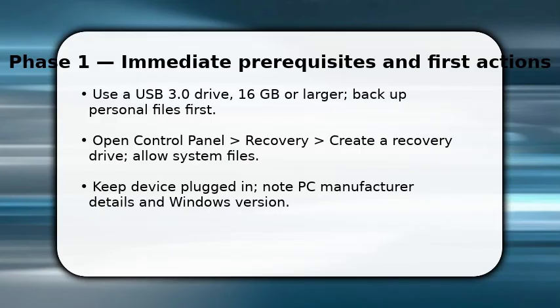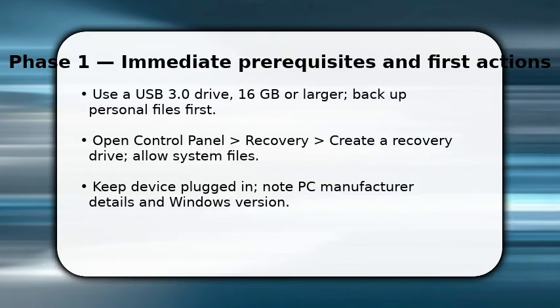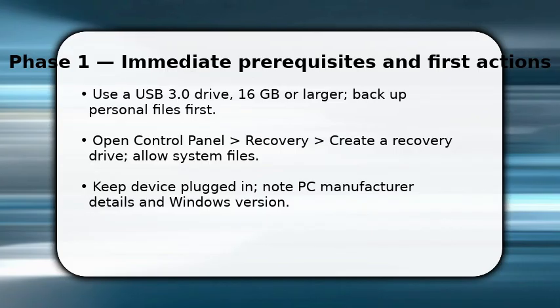You start by preparing a reliable USB drive and collecting vital info. Plug in a 16 GB or larger USB, then open Control Panel and choose Recovery. Select Create a Recovery Drive and check Include System Files so the tool can reinstall Windows if needed.